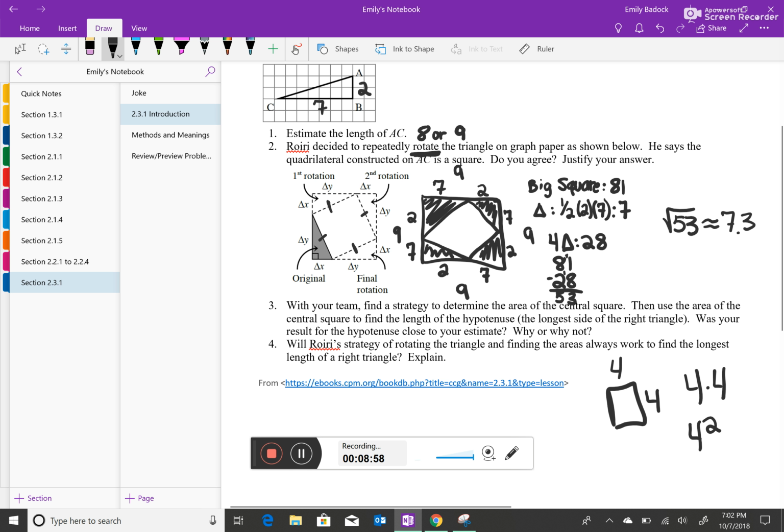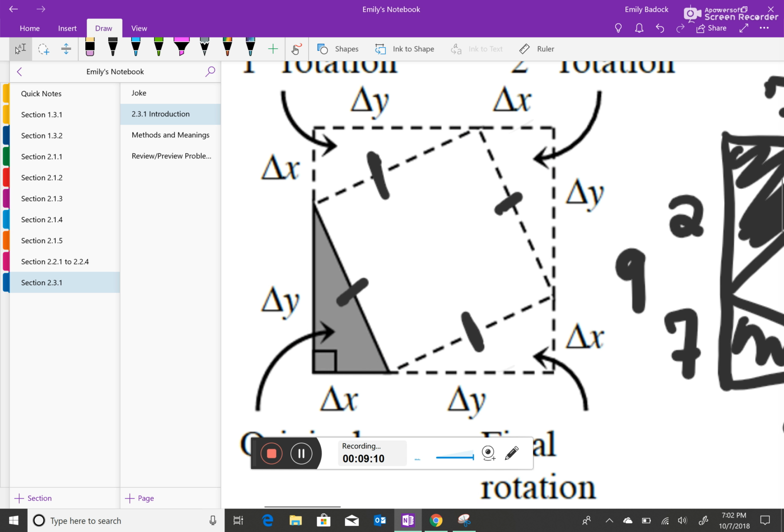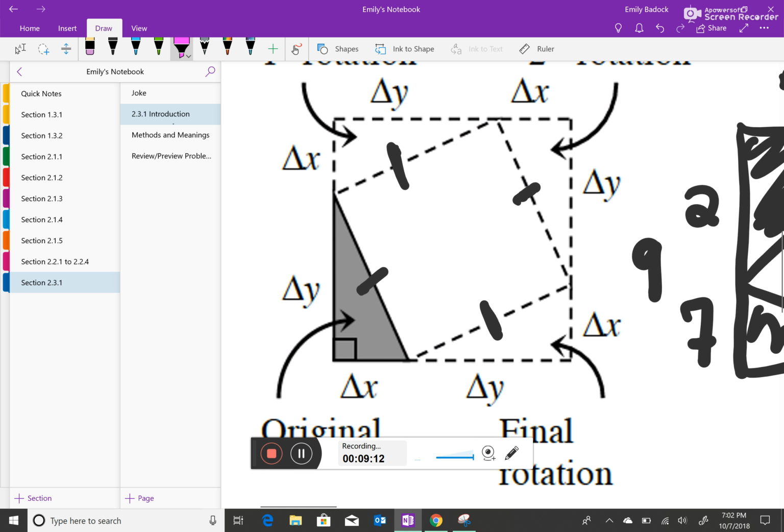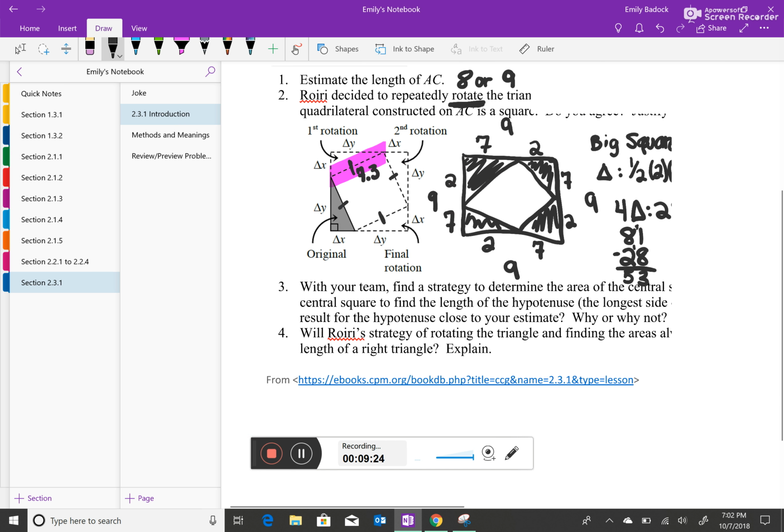Okay, the area of a square. So in order to undo a square, again, we square root it. So we're going to take 53 and square root it, and you get 7.3. So that would be the length of our hypotenuse, or our longest side here. So if you zoom back in here, what we're saying right now is that this measure right here is 7.3. Alrighty.